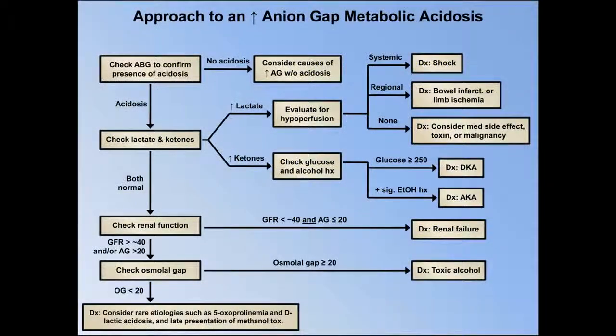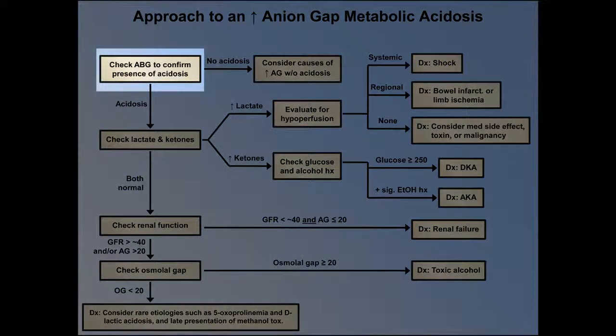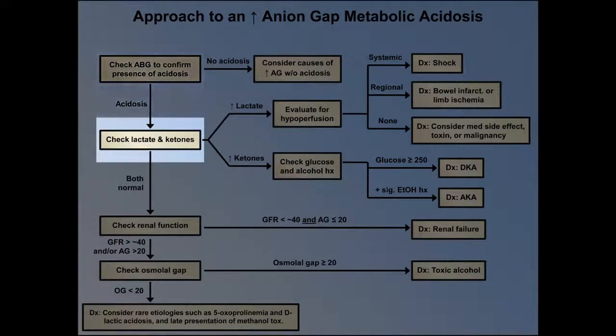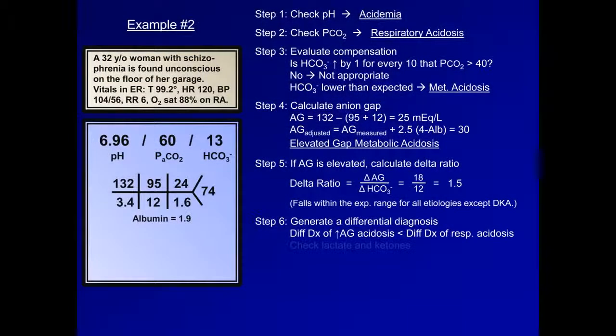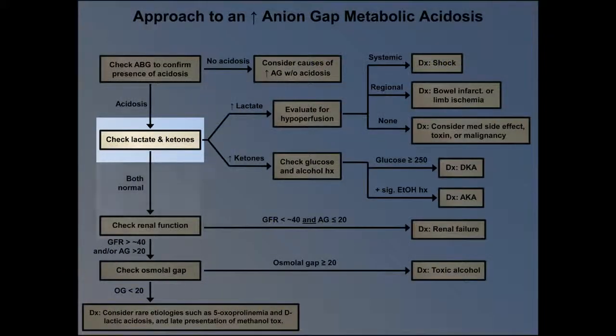As with the last example, we have confirmed the presence of an elevated anion gap, so the next step is to check lactate and ketones. Going back to the patient, a lactate is minimally elevated at 2.1 and ketones are negative. Given the severity of the acidosis, it seems unlikely that the near normal lactate is responsible. Next step is to check renal function.